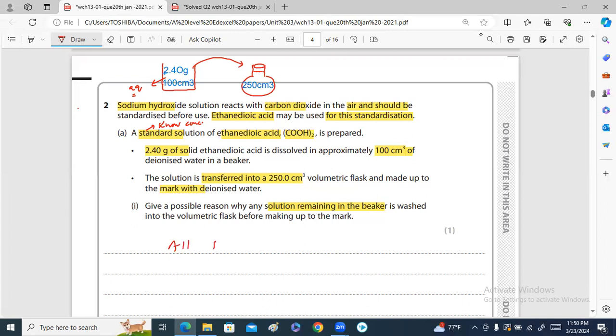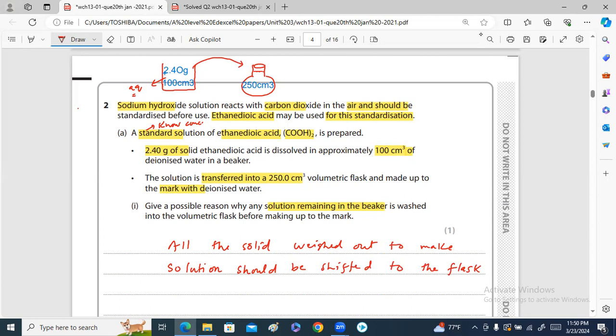So all the solid weighed out to make the solution should be shifted to the flask. Or we can also say that none of the solution of the acid is left behind in the beaker.